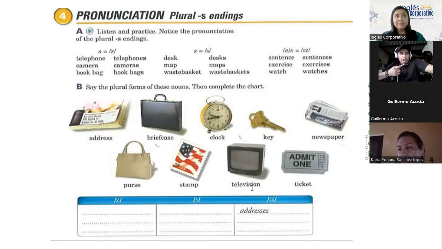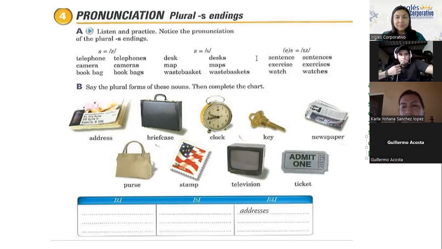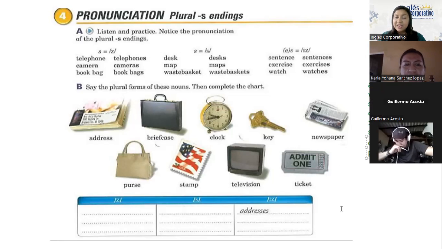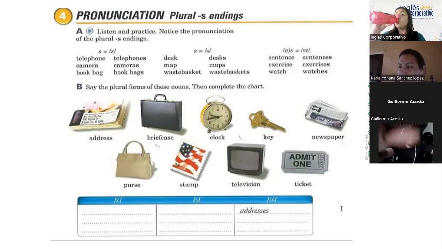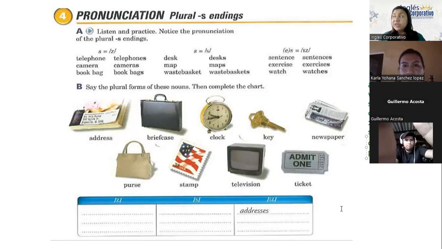Computer. Computers. Flowers. Class. Clases, porque class termina en S. Le agregamos IS. Clases. Chairs. Trees. Solo le agregamos la S, trees.